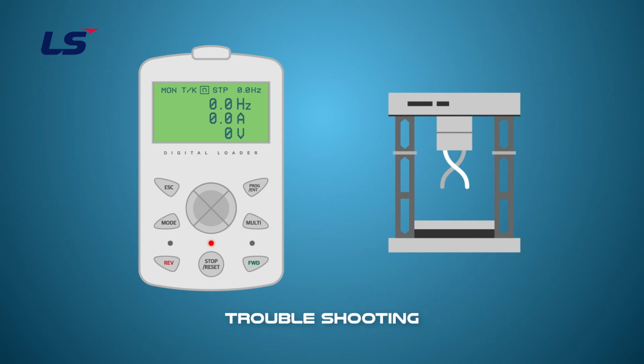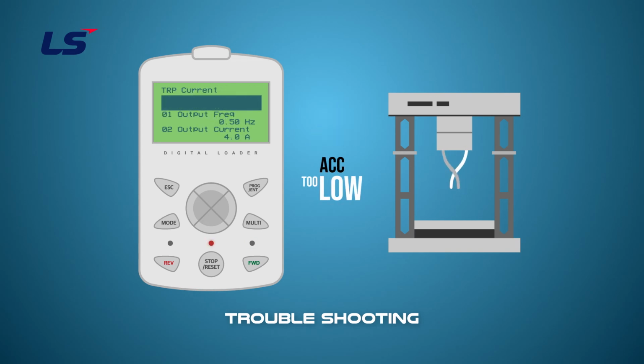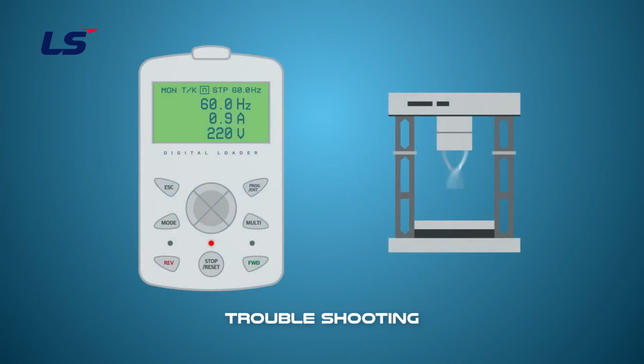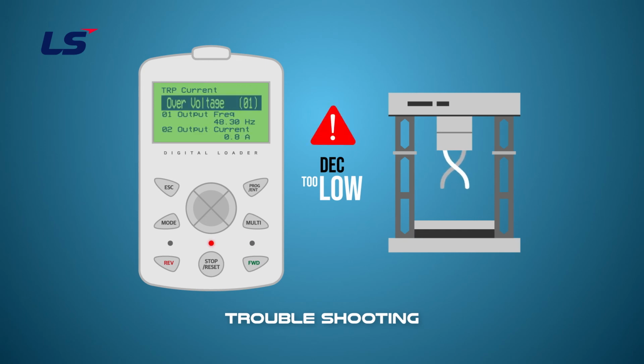Inverter trip may occur if the acceleration and deceleration time are set too short. If the acceleration time is too short, overcurrent trip may occur because drives can't overcome the load of the motor. And if the deceleration time is too short, the overvoltage trip may occur due to the large regenerative energy. To avoid these, the acceleration and deceleration time should be set to the appropriate values for the load.